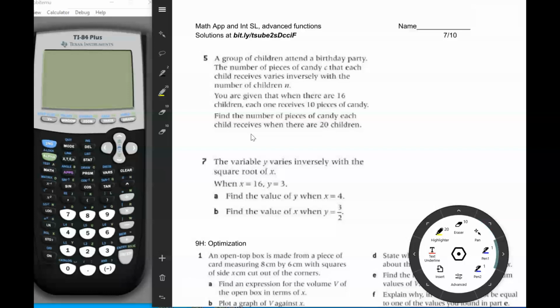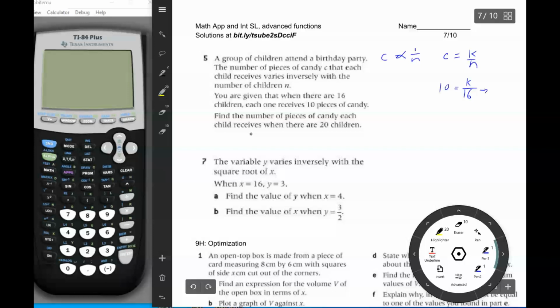So first we're going to write that the candy varies inversely with the number of children. If we want to make an equation out of it, it will be C equals K over N. Then it gives us two numbers which are related to each other: 16 children and 10 pieces of candy. So 16 would be N for children, and 10 pieces of candy. So what is the K value that corresponds to that?